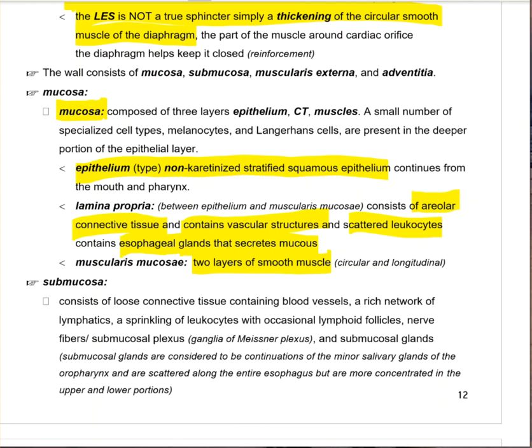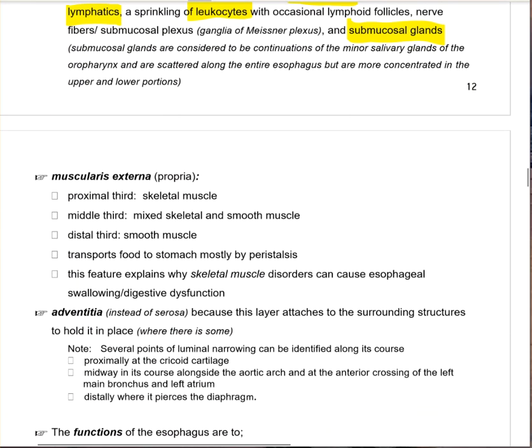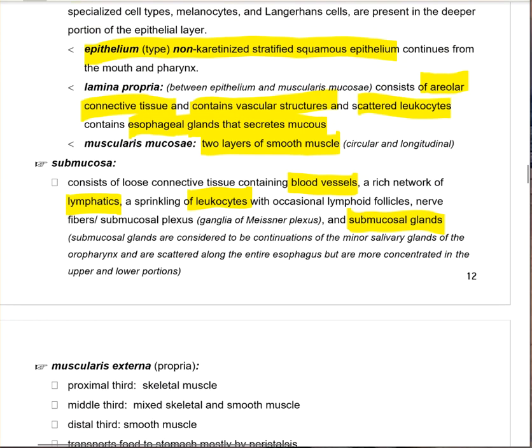Okay. Now, the submucosal layer is going to have a lot of blood vessels like it normally does, lymphatics like it normally does. It has some leukocytes to protect us, and it has some submucosal glands as well. And these, we don't need to worry much about them, but they are there. They're kind of like minor salivary glands. Now, in the esophagus, you will see that there is muscularis externa. Oh, I misspoke earlier.